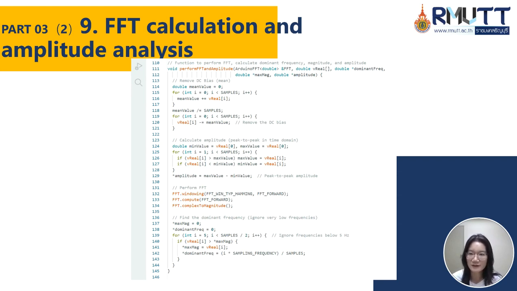And this is the FFT calculation and amplitude analysis. Remove the DC offset term: calculate the mean and subtract it. Calculate the peak-to-peak amplitude and perform an FFT. Apply a Hamming window and then calculate the vector, and then find the dominant frequency and maximum amplitude.